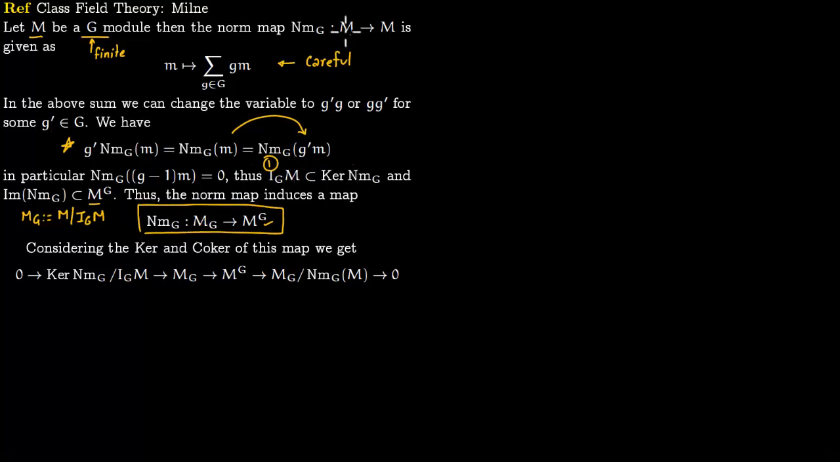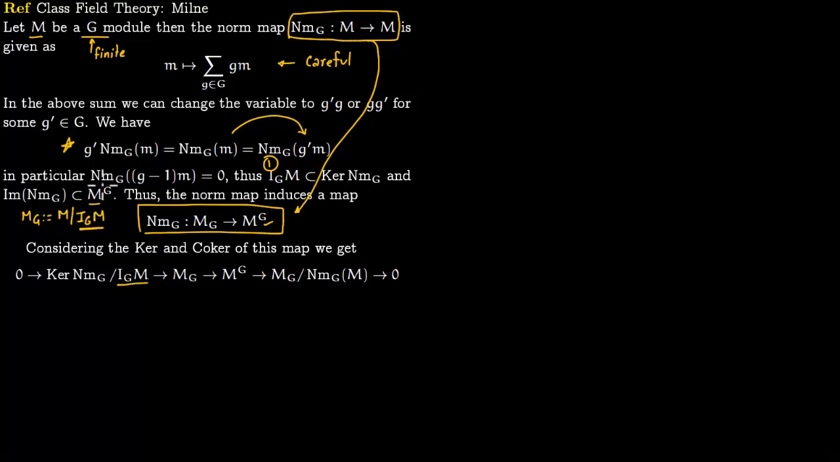So the norm map from here, you can restrict it to right here, and this is the norm map which we are going to consider. Once you have this norm map, you can talk about its kernel and cokernel. The cokernel is just our standard cokernel, M^G modulo this. For the kernel, we're going to talk about the kernel of the norm of G. You can relate it to the kernel of norm of G, but now we have M subscript G here instead of M, so you have to modulo out with this I_G M here.